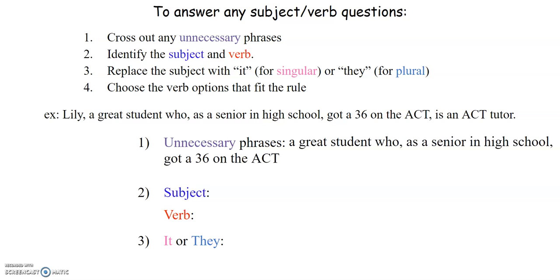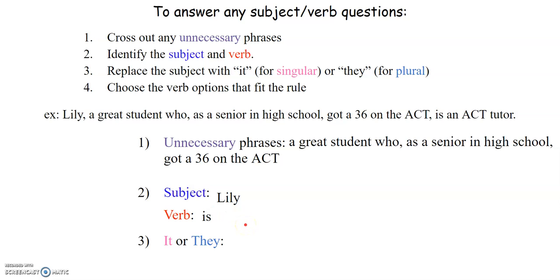in the ACT because the essence of our sentence is simply our subject, Lily, and our verb is, plus an ACT tutor. So our sentence is now, Lily is an ACT tutor. It's so much easier to see what our subject and verb are and if they match.